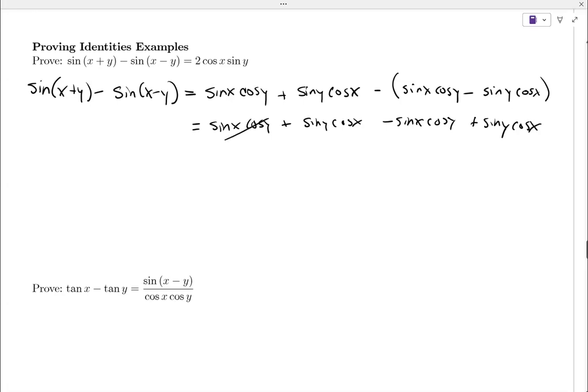Good. The sine x cosine y, the first one and the third one go away. The second and the fourth are the same, aren't they? So when you add them together, how many do you have? 2 of them. And that's just in the opposite order of how the right-hand side is written.